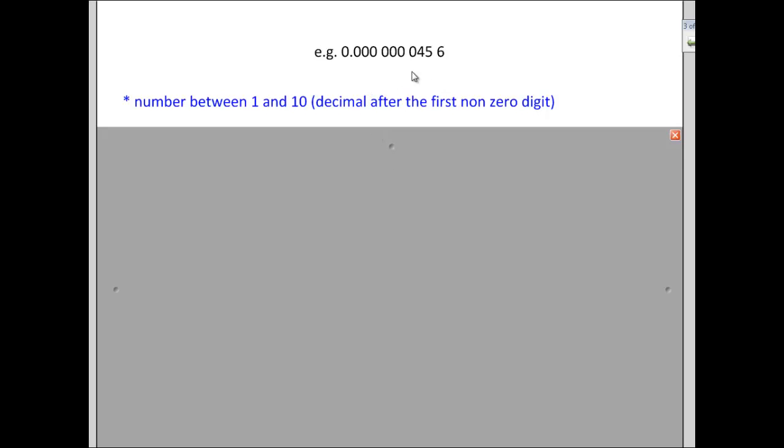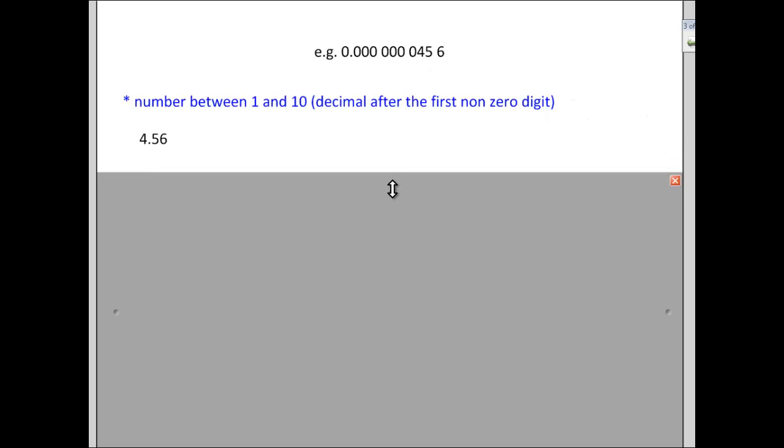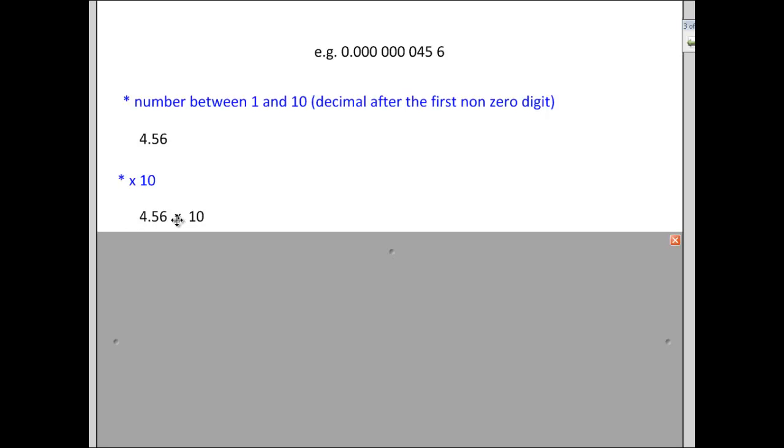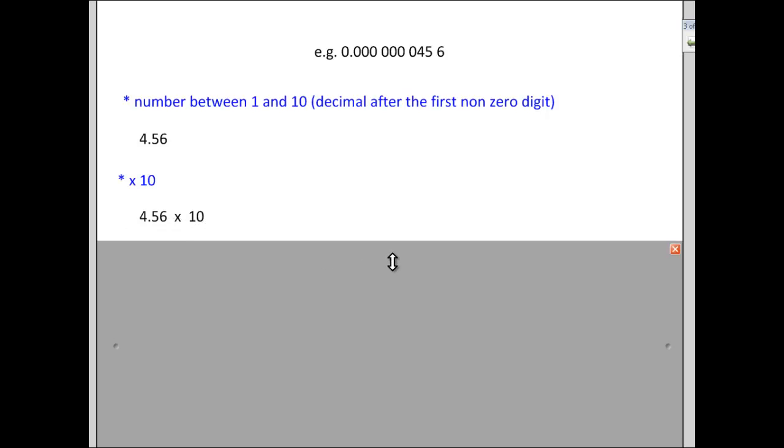Okay, for our next example, we're looking at a really, really small number. After the decimal point there, lots of zeros and then 4, 5, 6. So the first step again is to go to our first non-zero digit, which is 4, and write a decimal after that 4, making the first number between 1 and 10. 4.56. Second thing we do is tack on the times 10. So it's always going to be times 10. And then we raise it to a power.